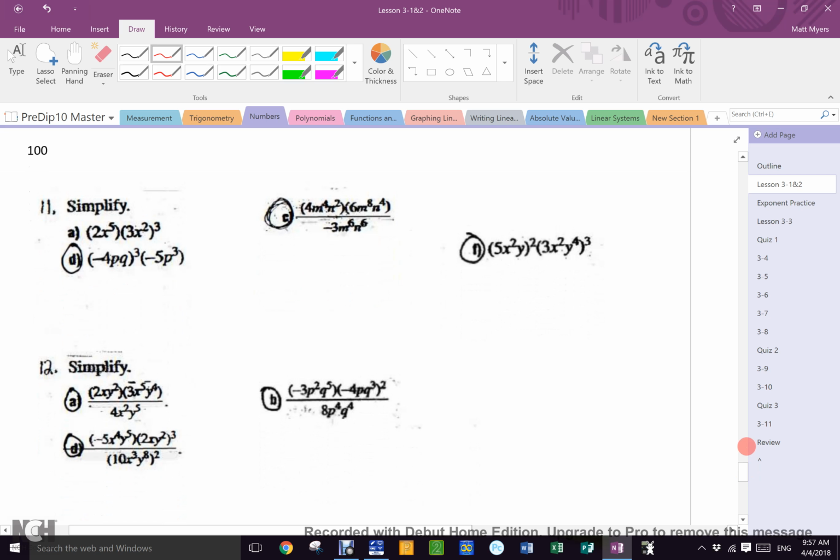Number 11, Marley, 11D. 20 feet to the 6, 2 to the... Is that wrong? No. That 3 goes where? It goes on the P and Q. And the 4. And the 4, not the Q. So it's negative 64 P cubed Q cubed times negative 5 P cubed. So it's 320 P to the 6th Q cubed. Holy smokes. And Kian, C.